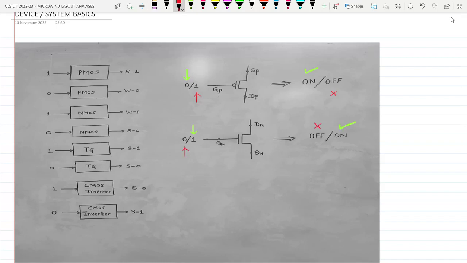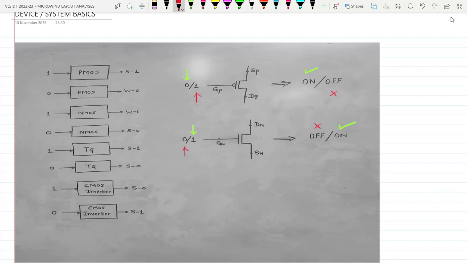Now we have different systems: PMOS, NMOS, transmission gate and CMOS inverter. And we will see that if logic 1 and 0 are applied to each of the systems, what output do we get? Consider a PMOS.